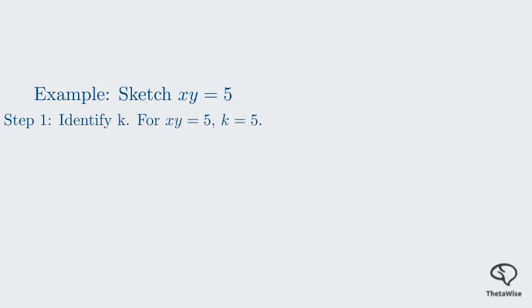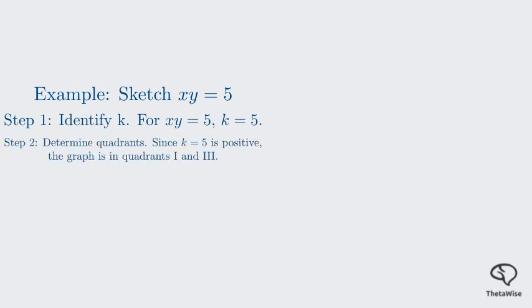Let's work through one more example, which demonstrates that the rectangular hyperbola doesn't have to be centered at the origin. We'll sketch the graph of xy equals 5. Our task is to sketch the graph of x times y equals 5. We'll apply our familiar two-step method to this problem. First, we identify the constant k. In the equation xy equals 5, k is 5. Since 5 is a positive number, the graph will be in the first and third quadrants. This means our two branches will occupy the first and third parts of the coordinate plane.